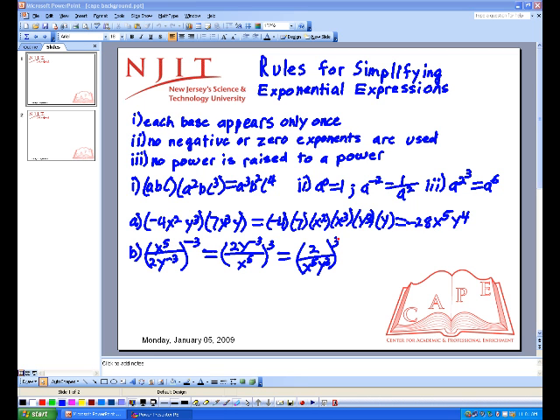Now we need to distribute the exponent, so that's going to equal 2 cubed all over x to the fifth cubed, y cubed, which is going to equal 8 over x to the 15th y to the 9th. Now these are in simplified form.